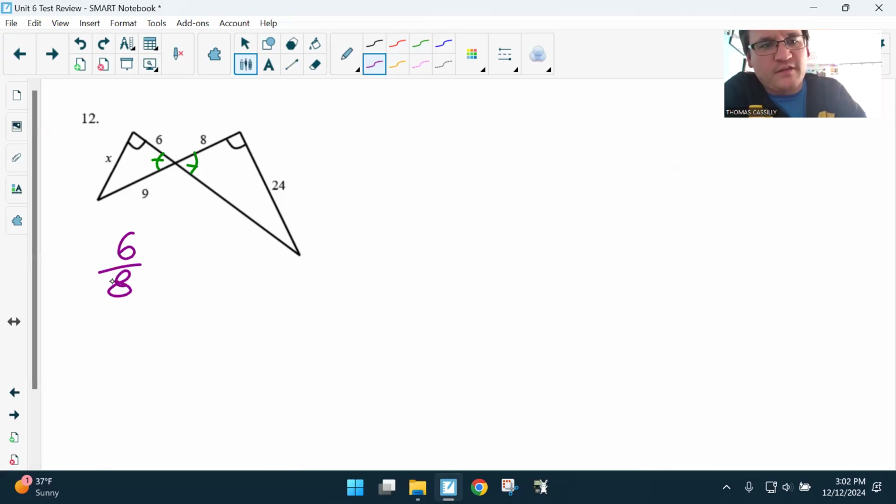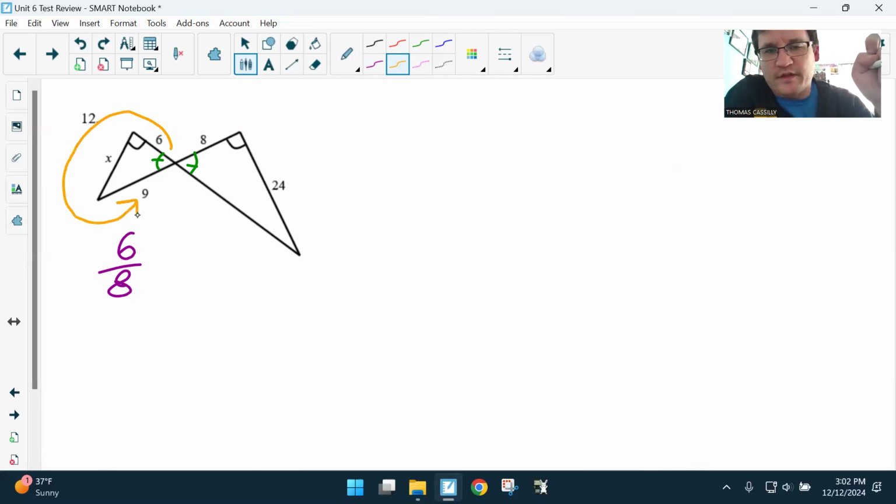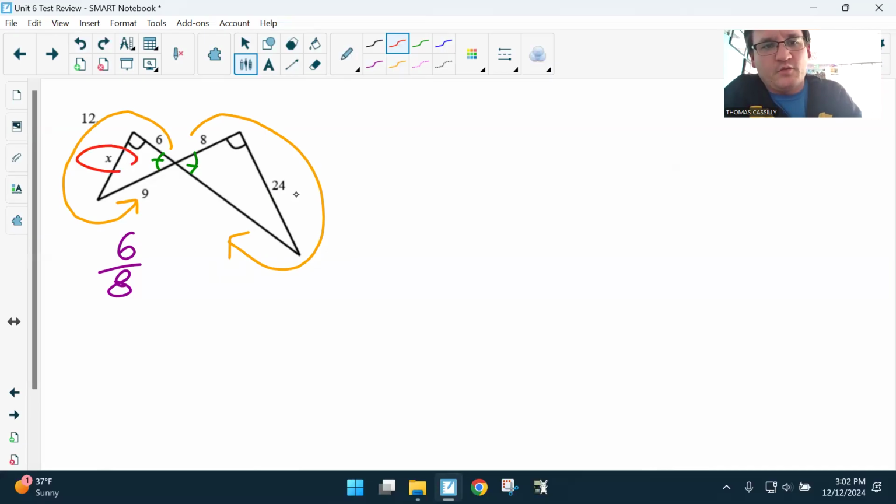So I can say 6 divided by 8. All right, now if I were to write a similarity statement, if these triangles had letters, I would have to go counterclockwise on that first triangle, but I would have to go clockwise on the second triangle. All right, so I'm comparing 6 to 8. That means the next stop I would have to make would be x and 24. All right, so those are going to be the ones that I should compare.